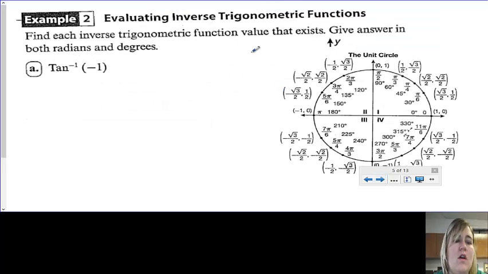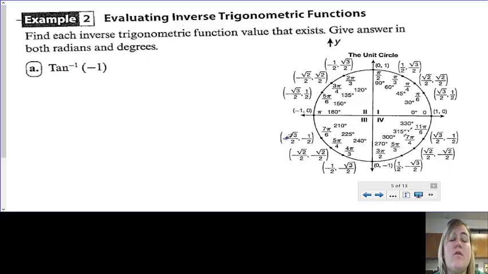Okay, so it says find each inverse trigonometric function value that exists. Give answer in both radians and degrees. So this one, I'm talking about tangent. Remember for tangent that we're only looking at quadrants 1 and 4, so it has to be something over here.